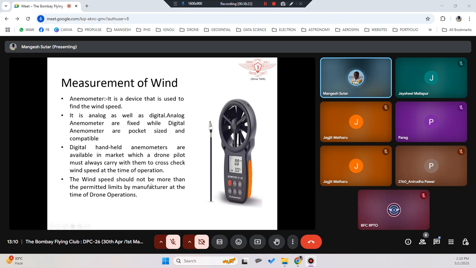The wind speed should not be more than the limit permitted by the manufacturer at the time of drone operations. The OEM knows what they have studied, and they make documents which say that my drone is capable of flying in so and so wind speeds. Normally, beyond 12 to 15 knots, no drones are advisable to fly. Some heavier drones are capable of flying in 20 knots also, but ideally, beyond 15 knots, you should not fly your drones.